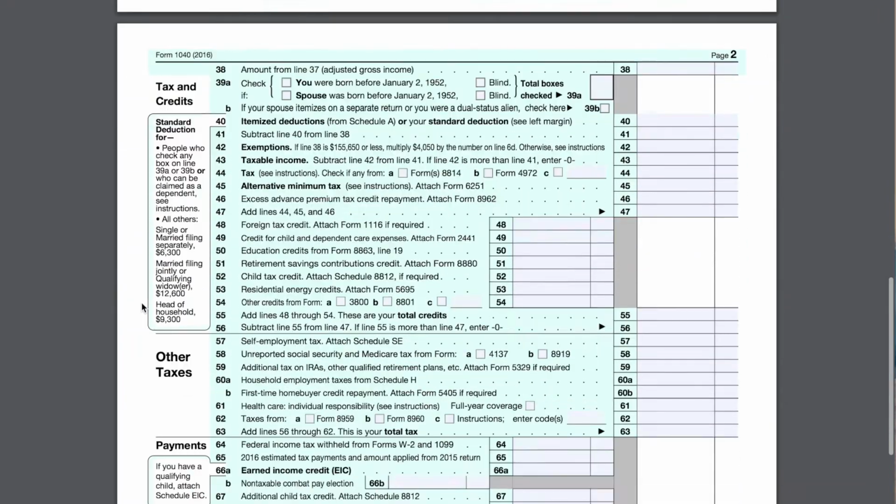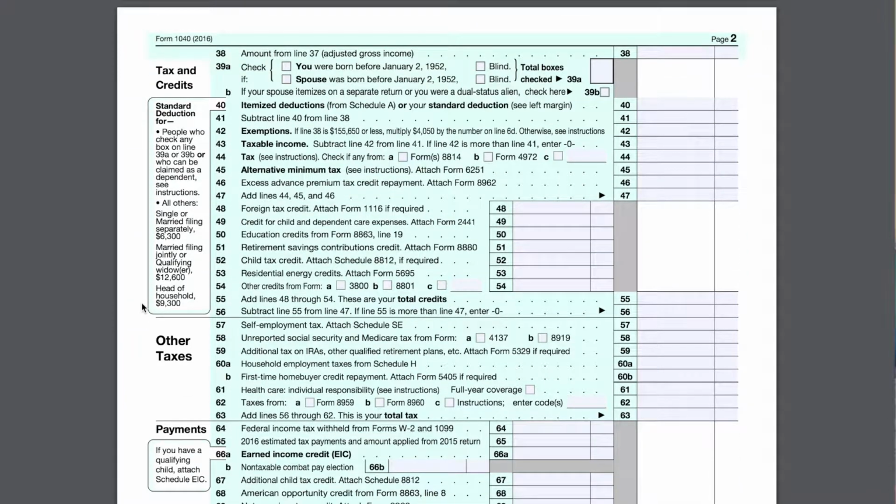Line 37 then carries over and becomes line 38 also as we begin page 2. Line 39A and B is checking for additional standard deductions. Line 40 is where we drop in the standard deduction or the itemized deduction.